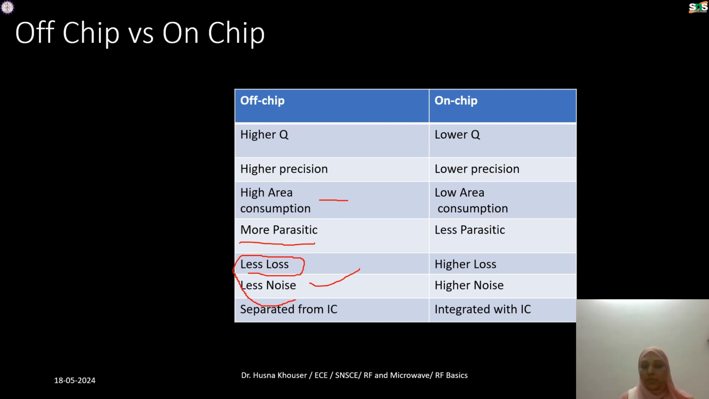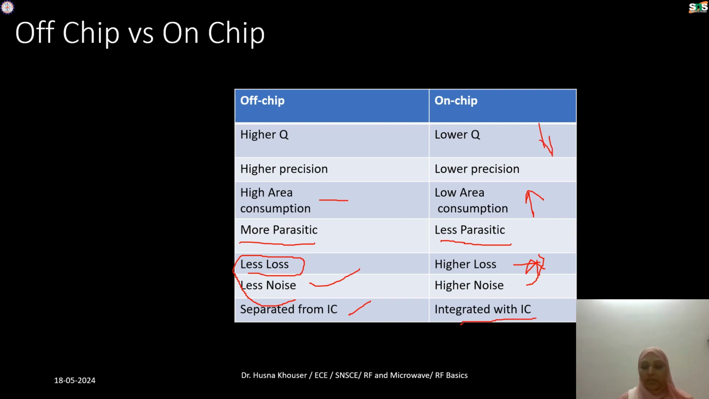But the off-chip filter has to be placed in a separate IC block, whereas in the on-chip filter the advantage is that fewer parasitic elements are required because it is integrated into one single IC. But it has higher loss and high noise, so these are the disadvantages. Most applications consider these things for off-chip and on-chip filtering. The on-chip filter has low area consumption, which is an advantage, but it has a low Q value that we have to consider when designing this filter.